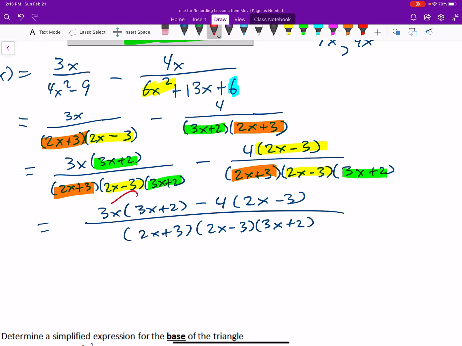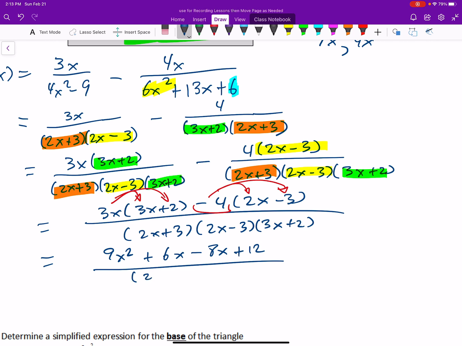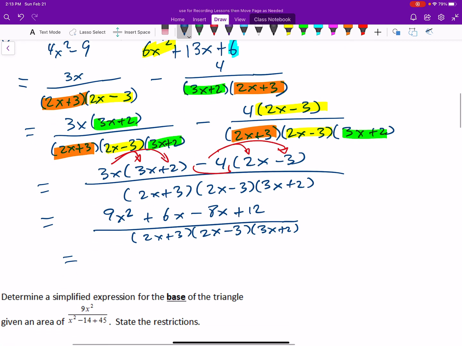Now I'll do the distributive law, now that everything's brought together. And I'm going to multiply everything in the second bracket by negative 4. So when I do that, I get 9x squared plus 6x minus 8x plus 12. Of course, nothing's happening on the denominator now. I just keep writing it down for consistency's sake. But then I'll collect my like terms, and I have 9x squared minus 2x plus 12 all over the same denominator.